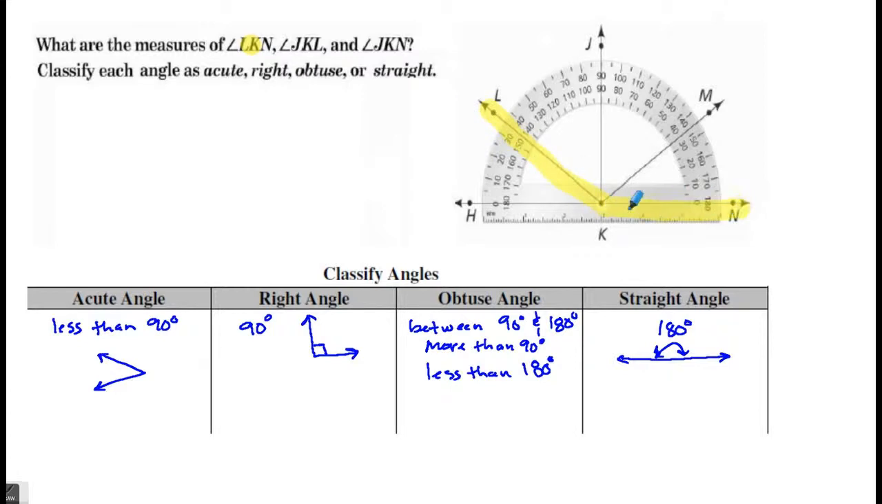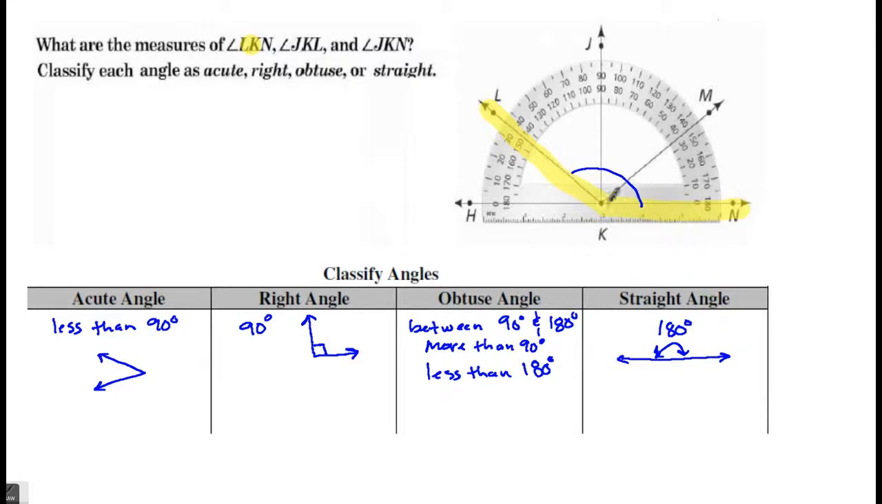So if I were to find this angle right here, that's the one they're talking about. LKN. So what would you classify that? Would that be acute, right, obtuse, or straight? So we know it's not acute. Acute is very small. It's something very small.